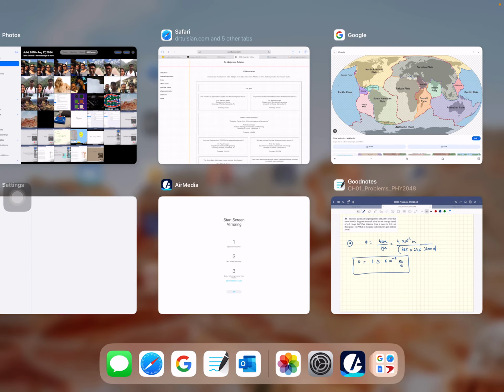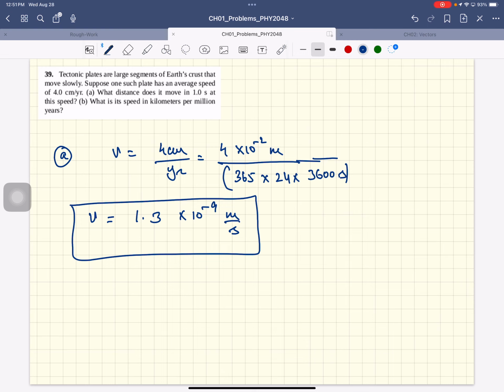So part B. Now, what is the speed in kilometers per million years? So we'll calculate how. You just calculated that in 1 second the plate moves 12 atoms. Now we'll calculate how far the plate moves in a million years.